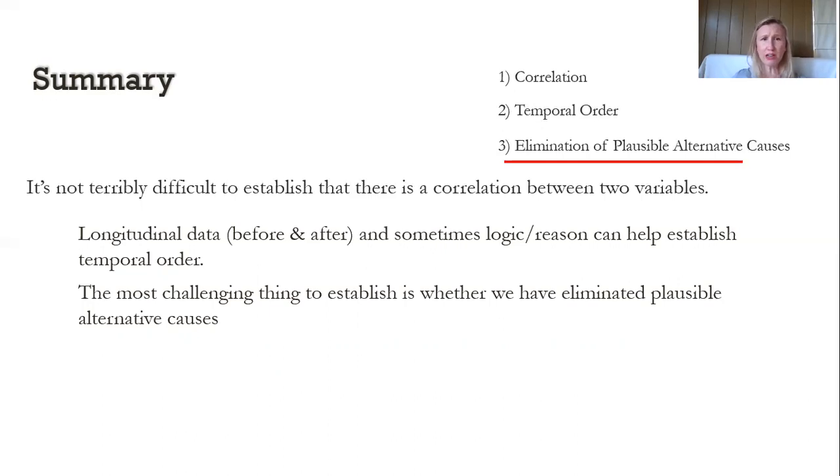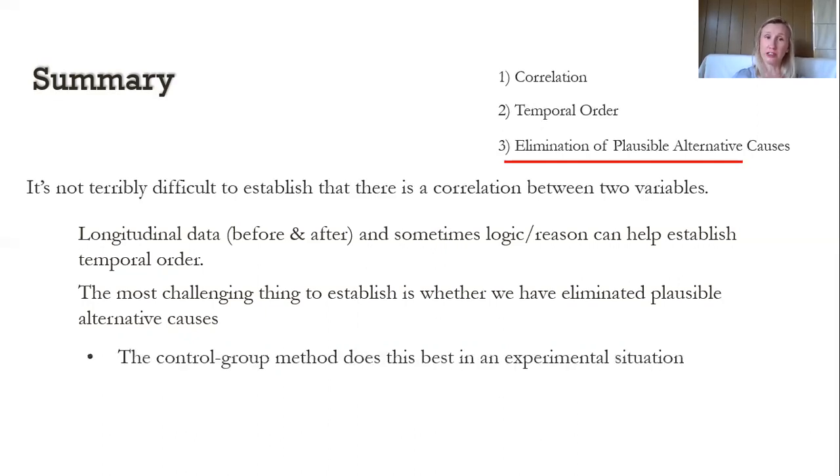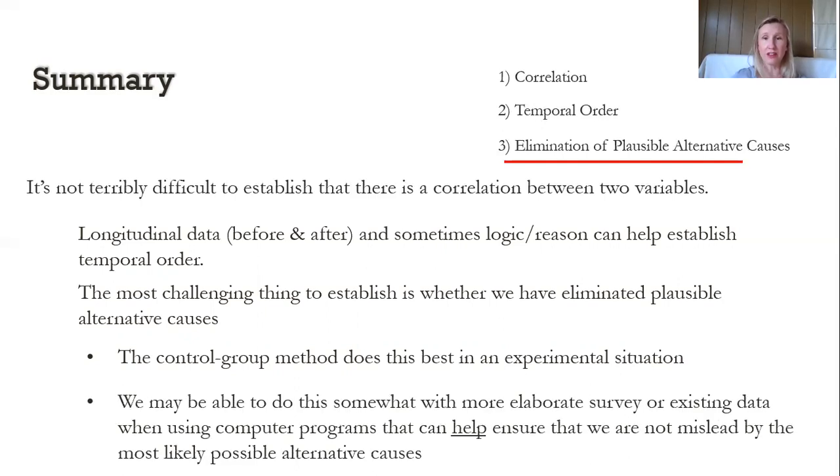Now, the most challenging part about saying one variable causes a change in the other and being really, really sure about it is to establish whether we have eliminated all the plausible alternative causes. The control group method does this best in a rigid experimental situation where the researcher has control over everything. Now, I might be able to approximate this sometimes if I'm using existing data, but I can't do it with 100% certainty as if I could using the control group method.